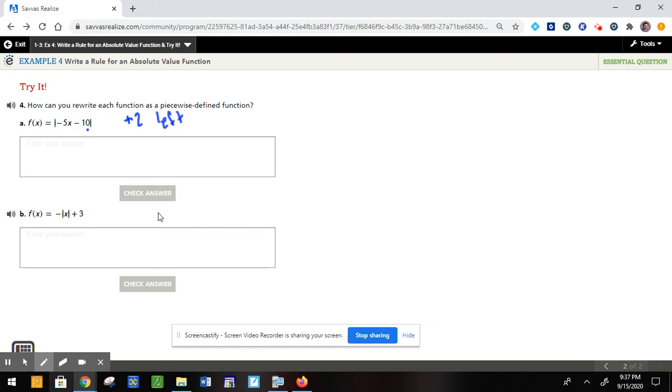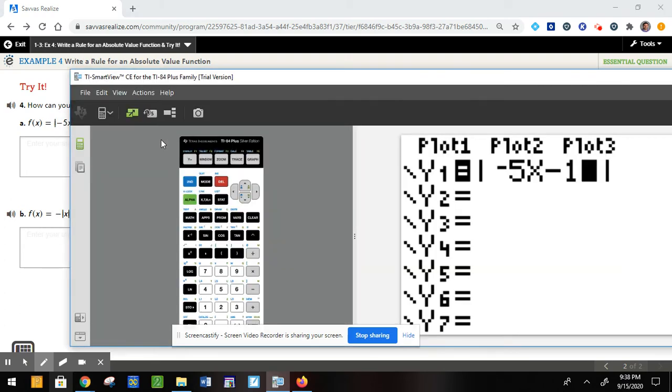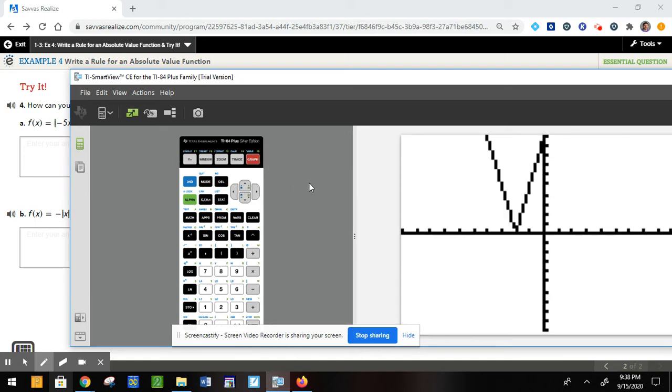Okay, so then negative 2, again, since it went left 2, is going to be the vertex of the absolute value function, which is going to be the part of the piecewise function where it splits. Let's go ahead and graph. So I'm going to graph the absolute value of negative 5x minus 10, so that way we can see what we're looking at before we do it.